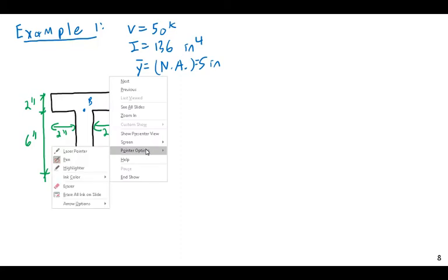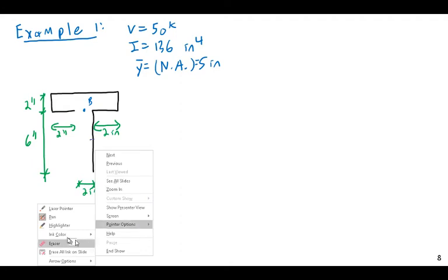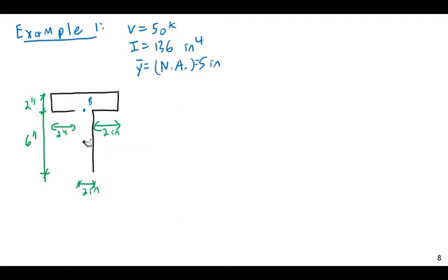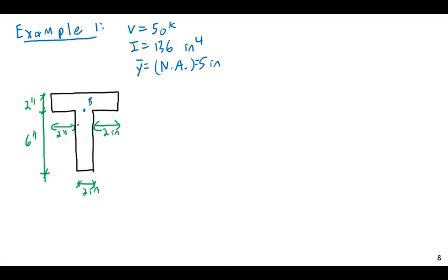However, I'm also told that the neutral axis is here at 5 inches. Dang it, I erased part of my web here. I'll have to redraw that. The eraser is dangerous in this tool. Okay, so the neutral axis is going to be here. This is NA. And it is located a distance of 5 inches up the beam.